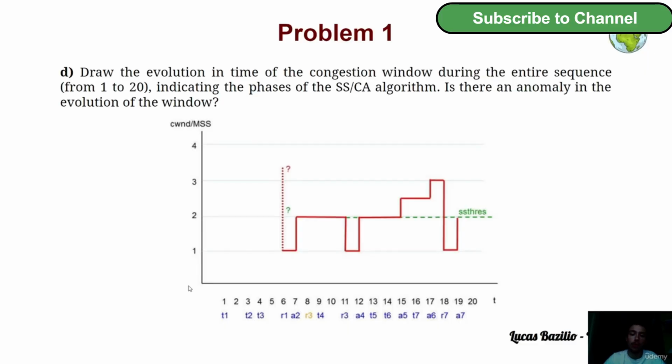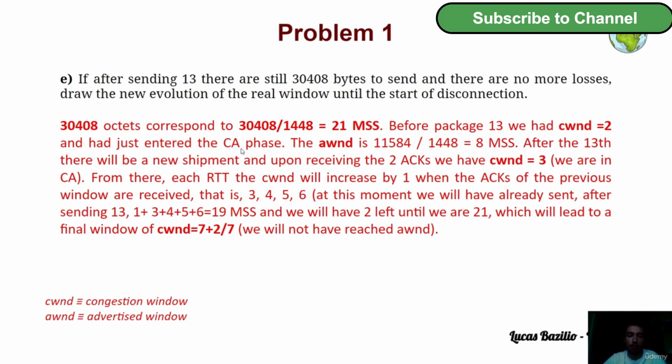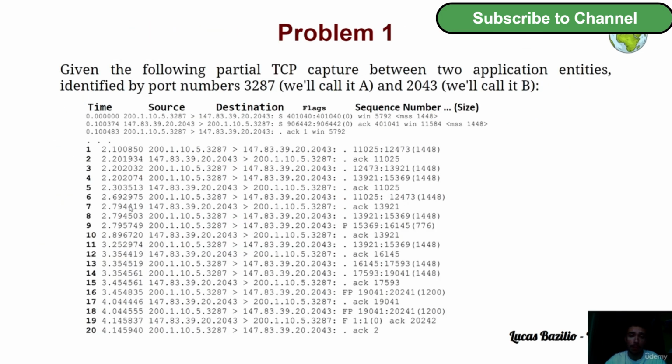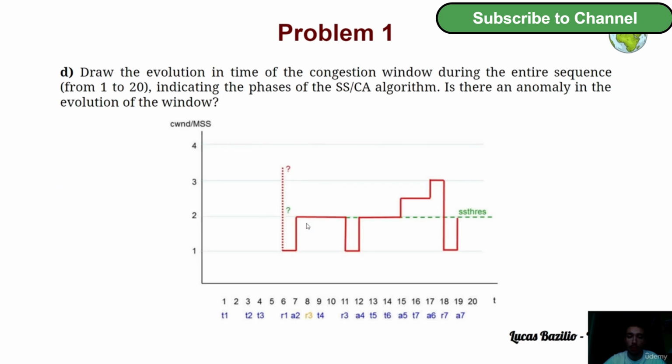So now remember, before the package that we sent, we had that the congestion window was equal to 2, okay? And remember that at time 12 we incremented the congestion window to 2 in the slow start phase. So if before the package 13 we had the congestion window of 2 and we had just entered the congestion avoidance phase, remember that congestion avoidance is a phase where the congestion window is equal to or greater than the slow start threshold. The slow start threshold we discussed in the previous lecture was 2.